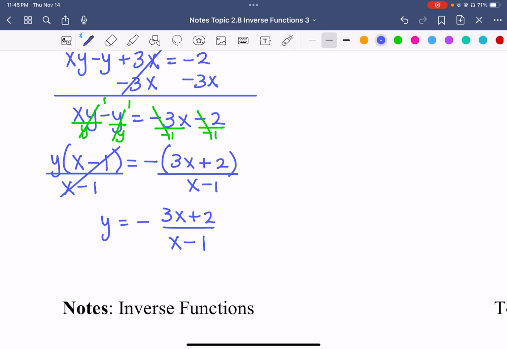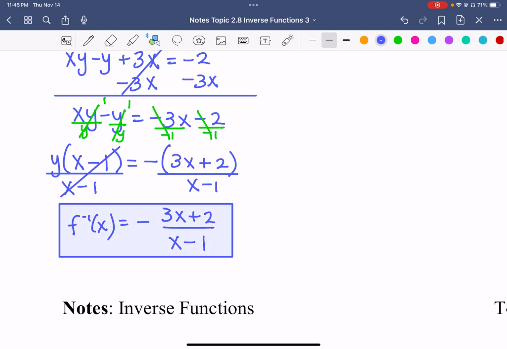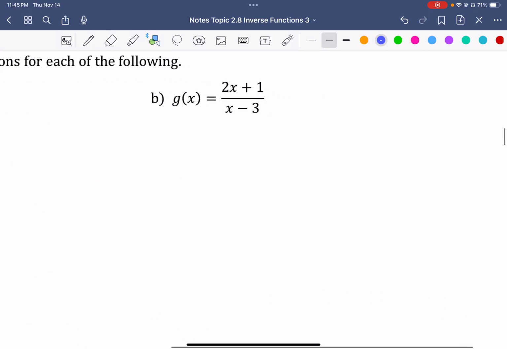And then step 6 is to rewrite the equation using the proper notation. So what we can do is I'm just going to erase this y and write it in inverse notation. So the inverse of f of x is equal to negative 3x plus 2 divided by x minus 1. Okay? All right, let's do another example.